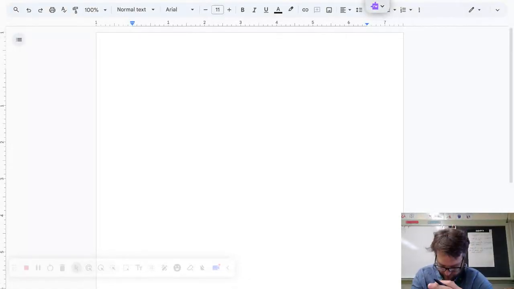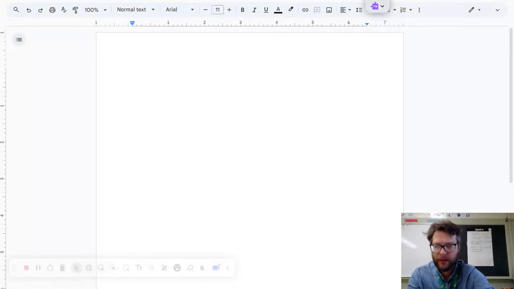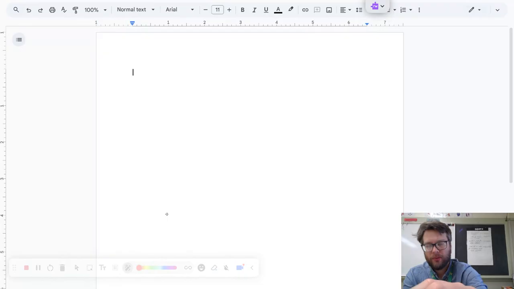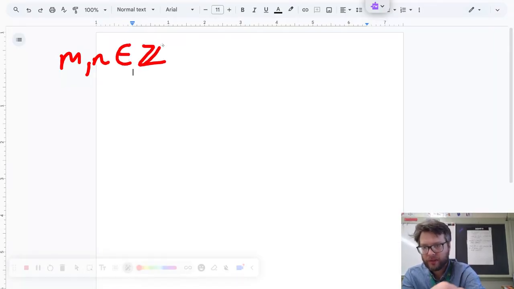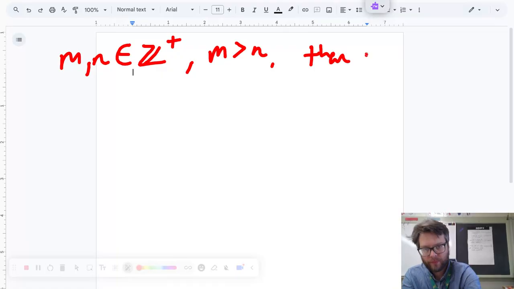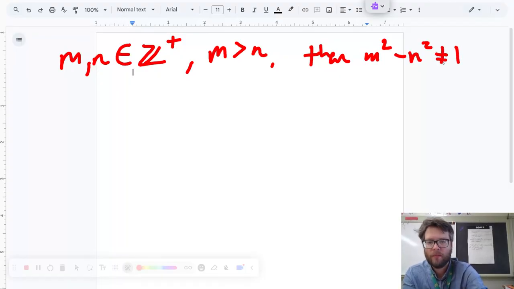All right, one more example here of a proof by contradiction. So on this one, we've got: given m and n are positive integers, so they're integers that are positive, m is greater than n, then m squared minus n squared can't equal 1.